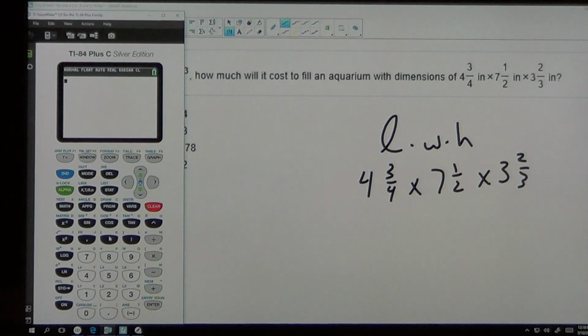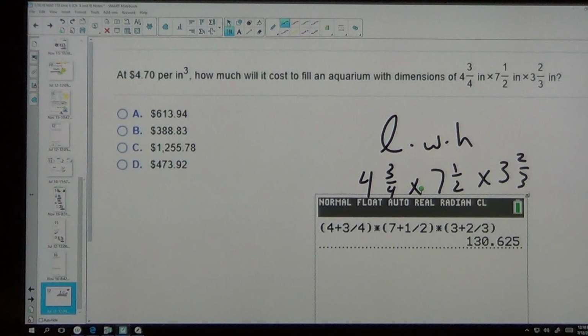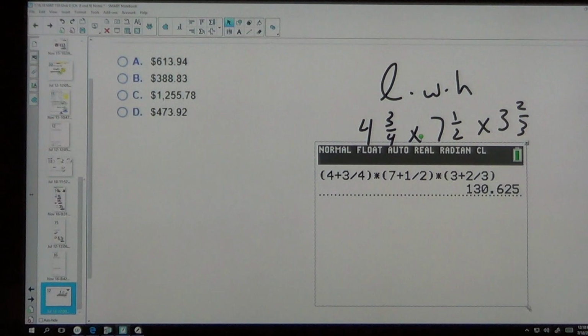So when we go to our calculator, this is helping you get ready for the final. This is stuff we did in the beginning. 4 3/4 wrapped up, times 7 1/2 wrapped up, times 3 2/3 wrapped up. That gives you the volume. What does that say? Do you round? Now, that's the volume.